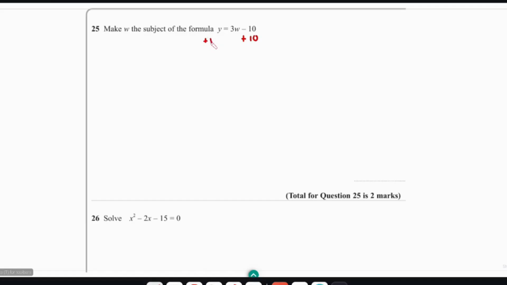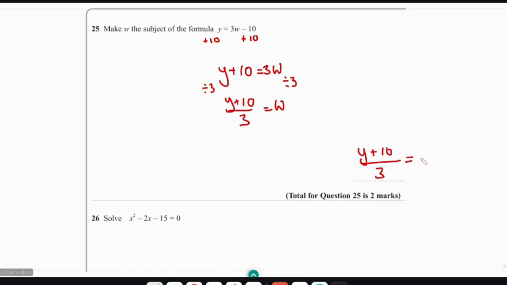Make W the subject of the formula. So I want to get W by itself. I'm going to add 10 to both sides first. And then I'm going to get rid of this W by dividing both sides by 3. So the final answer is y plus 10 over 3 is equal to W.